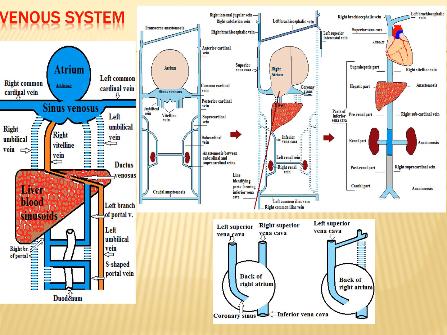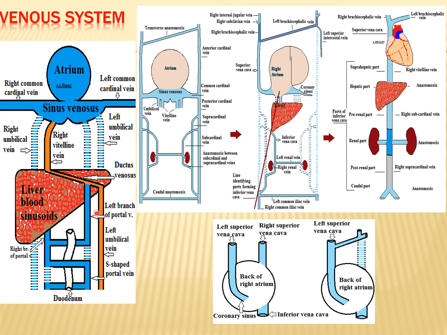The cranial portion, or upper portion, of the vitelline vein disappears on the left side, while on the right side, as we said, it forms part of the inferior vena cava. The right vitelline vein, the cranial part, forms part of the inferior vena cava.